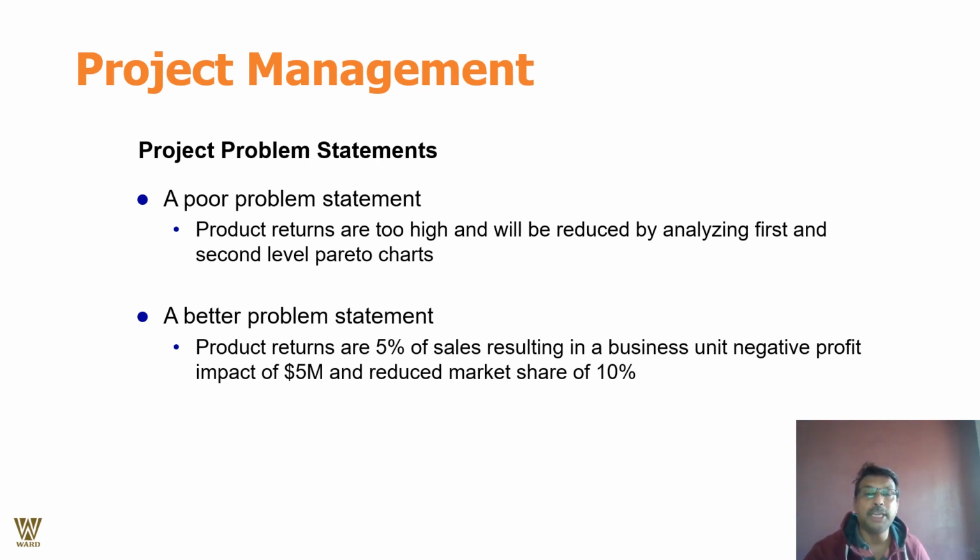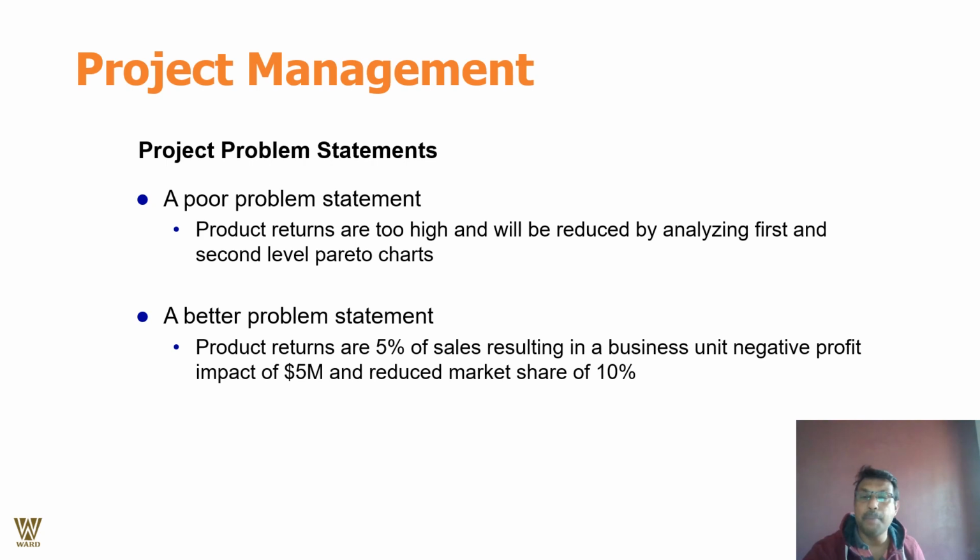A poor problem statement: product returns are very high and will be reduced by analyzing the first and second level Pareto charts. Pareto charts: 20% of the problems or issues will give you 80% of the problem. So if you can just eliminate those 20% of the issues. A better problem statement: product returns are 5% of the sales, resulting in a business unit negative impact of more than $5 million.